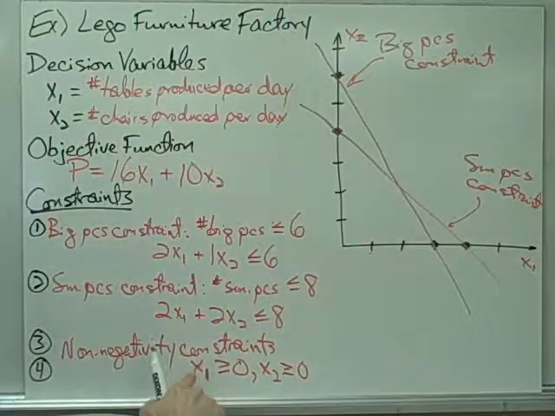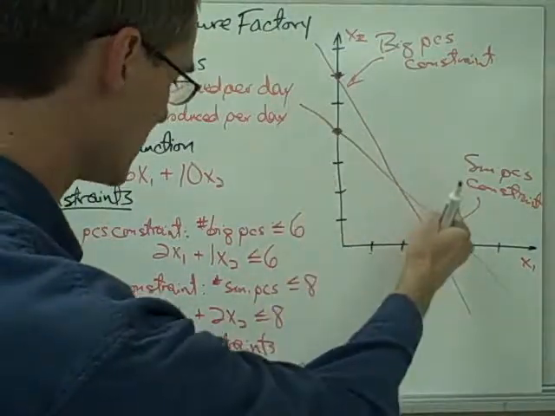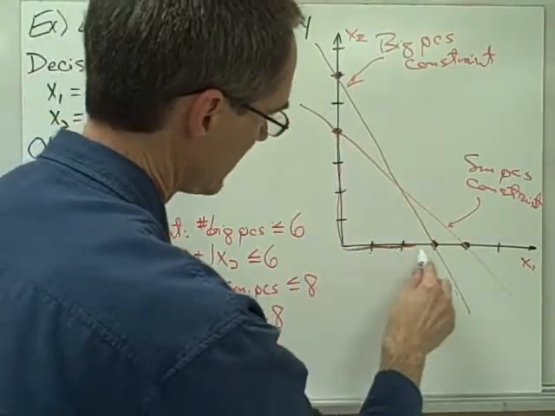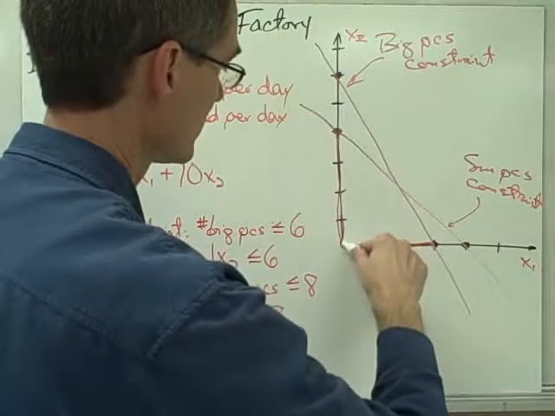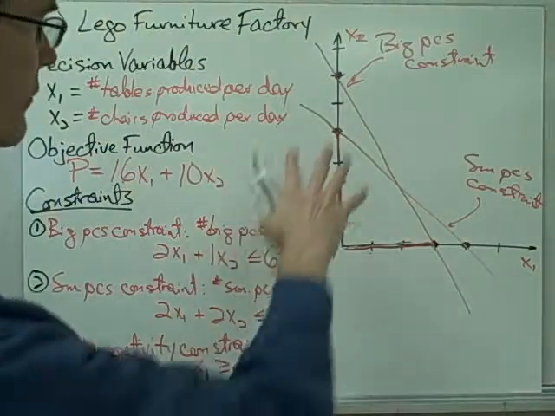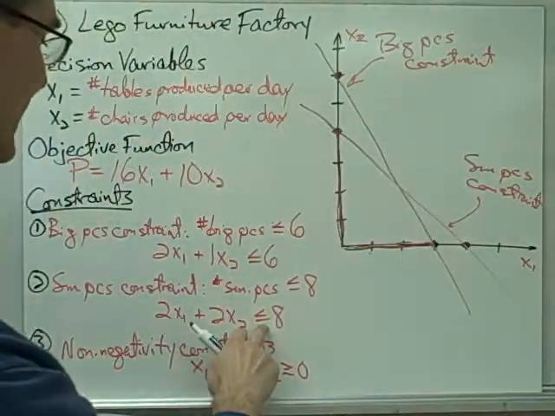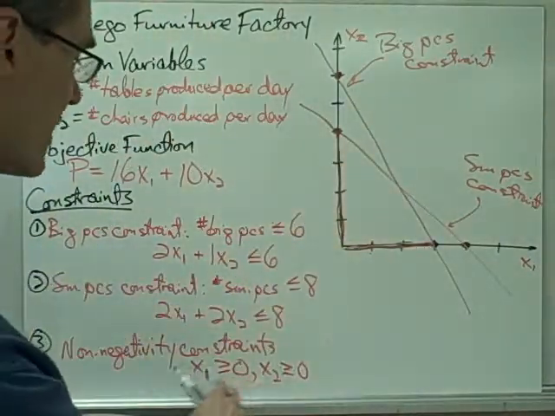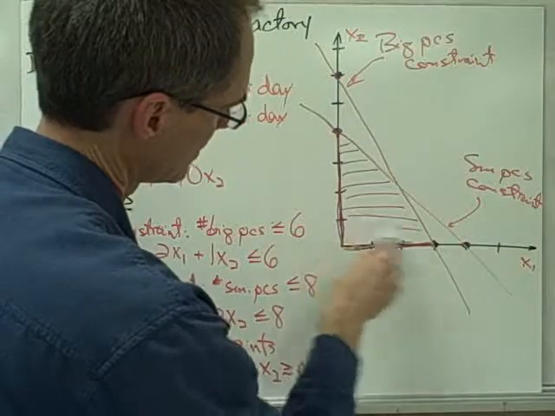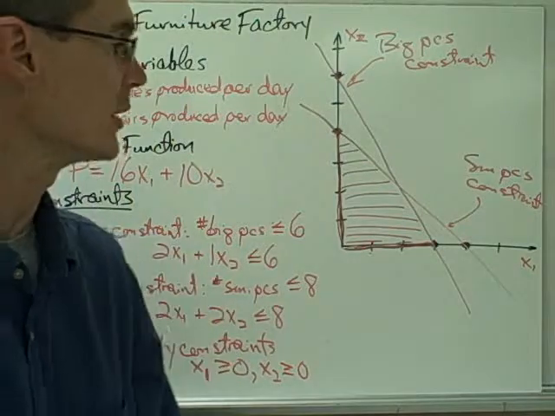Now my other 2 constraints are my non-negativity constraints, which just says that x1 has to be greater than 0 and x2 has to be greater than 0. So those are going to give me the other 2 boundaries of what's going to be my feasible region. So in other words, my feasible region is going to be all of the places on my graph that are less than my big pieces constraint, less than my small pieces constraint, and greater than my non-negativity constraint. So that's going to be this region right here. So this region is going to be what we call our feasible region.